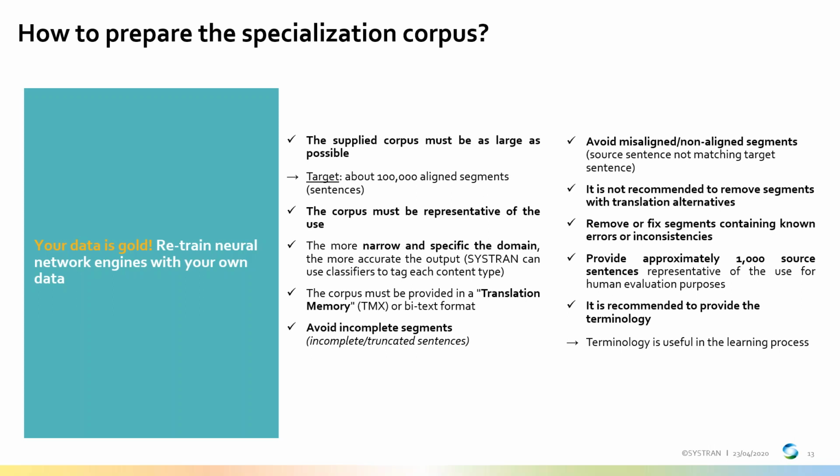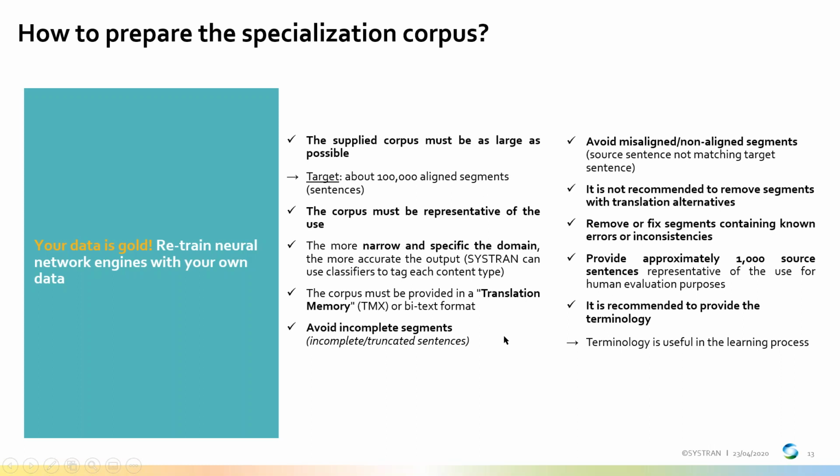Second, the corpus must be really representative of the use, so representative of the contents of the type of documents that need to be translated with the specialized engine. The more narrow and specific the domain in the specialization corpus, the more accurate the output. So it's best to train the engine with more specific data, even if the volume is slightly less, than to be training an engine with a huge translation memory but containing very mixed types of contents. The corpus must be provided in the form of a translation memory, either in TMX format or in btext format.